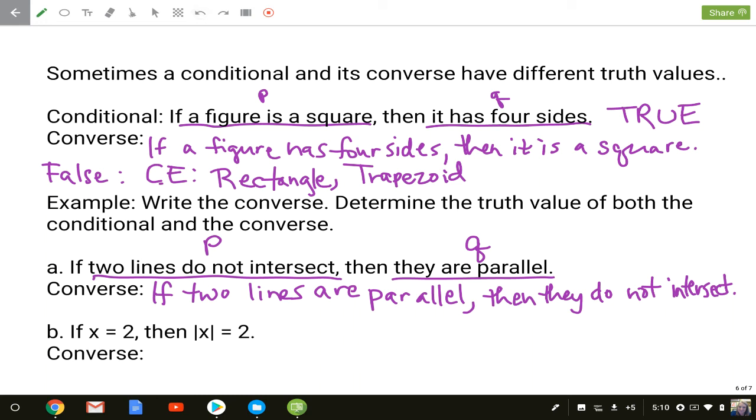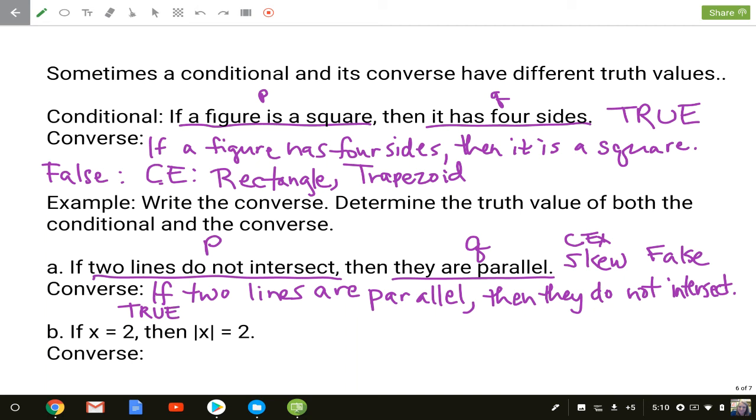Did y'all catch that? There is something else. If two lines do not intersect, they might not be parallel, they might be skew lines. They're in different planes. So that one's false. And the skew lines are my counterexample. Okay, maybe I should put an X. Alright, and then the converse, if two lines are parallel, then they do not intersect, that one is true. So in this case, these have two different truth values.